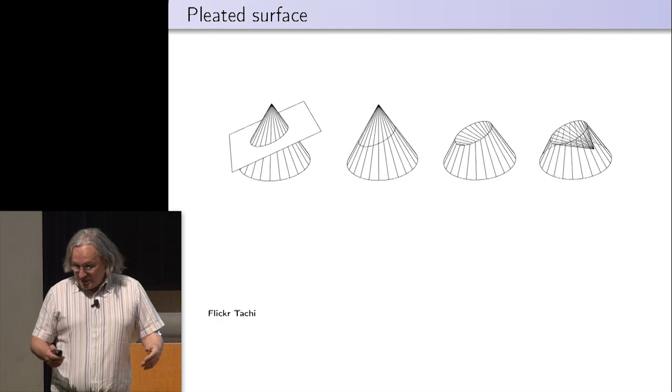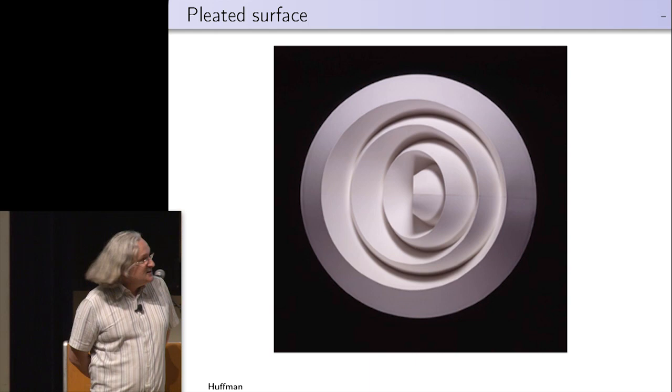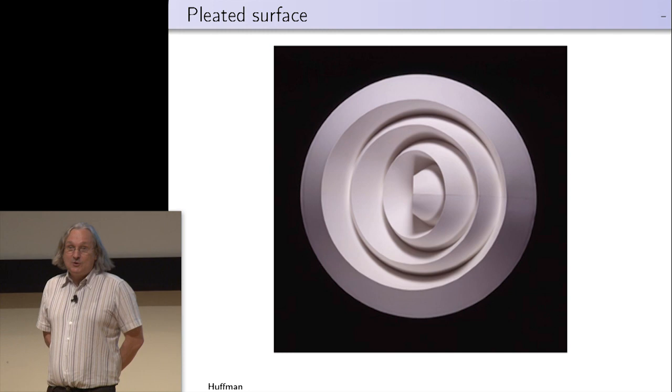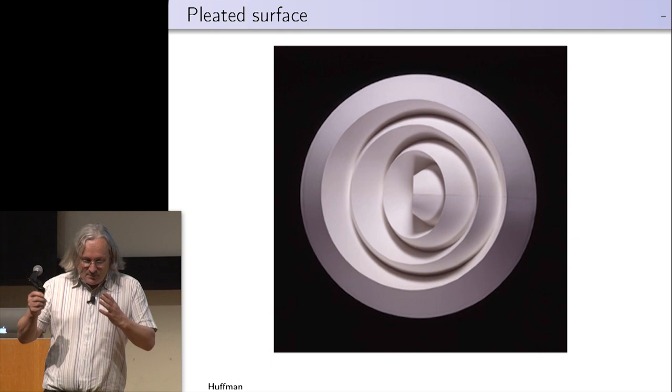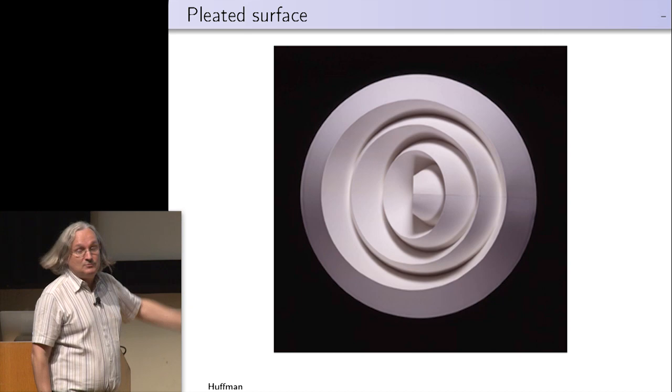And if you do that several times, you can do that in paper. And this is a model that has been constructed rather recently by somebody called Huffman, who is a computer scientist. His idea was to try to understand how you can model a surface in a computer. And this is very easy to put in a computer.